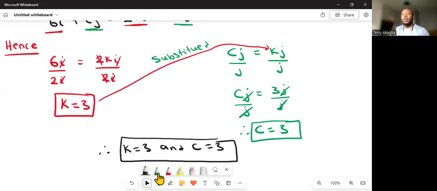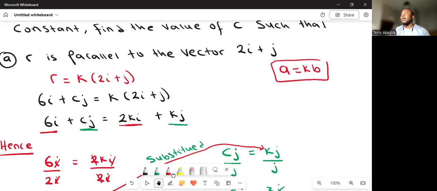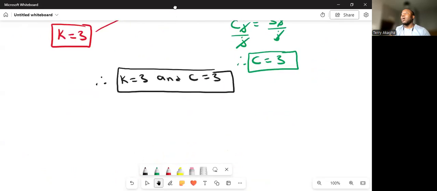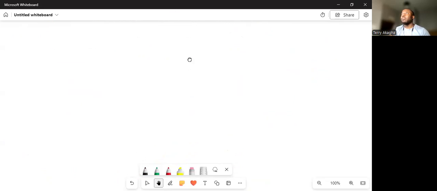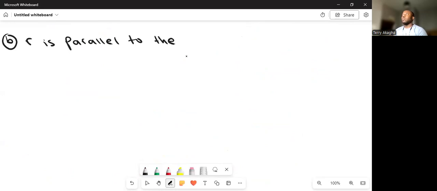Now let's go to the B part of this question. So we're done with the A part, when R is parallel to the vector. So we have the B part. The B part now says R is parallel to the vector minus 9i minus 6j. All right?